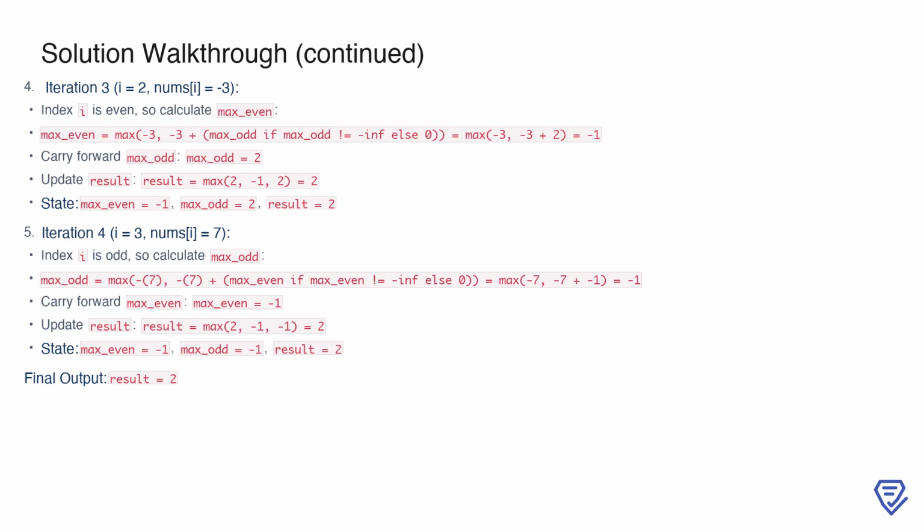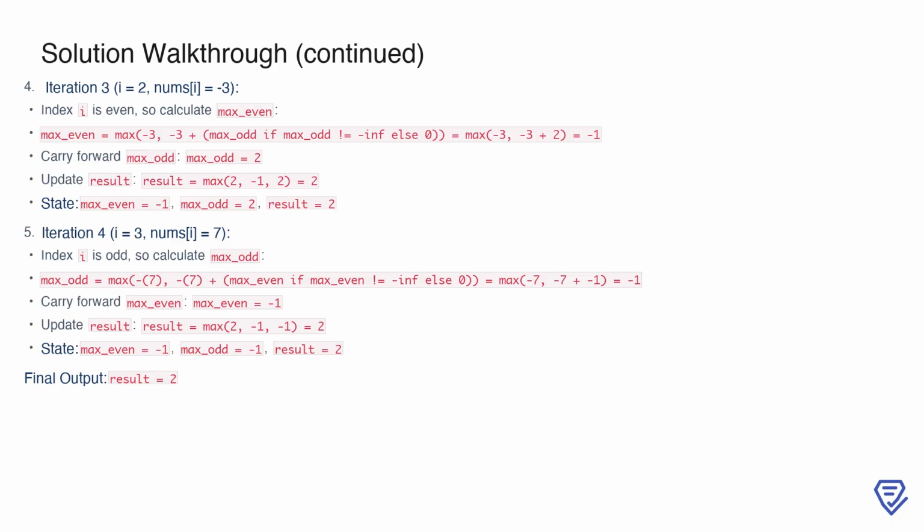max_even as the maximum of -3 and -3 plus the previous max_odd value, which is 2. The calculation gives us max_even equals max(-3, -3 plus 2), resulting in -1. We carry forward the value of max_odd, which remains 2, and update result to the maximum of its current value, max_even, and max_odd, keeping result equals 2.